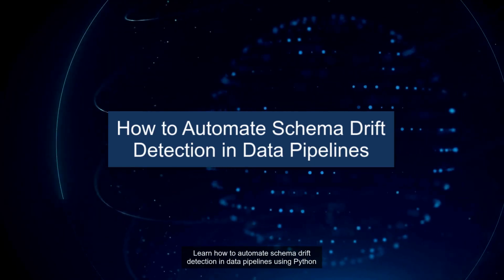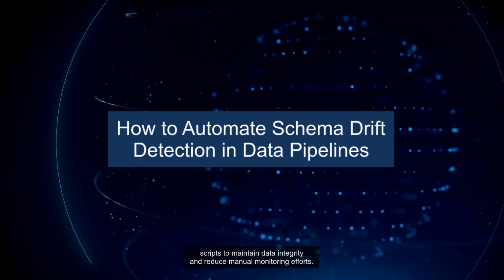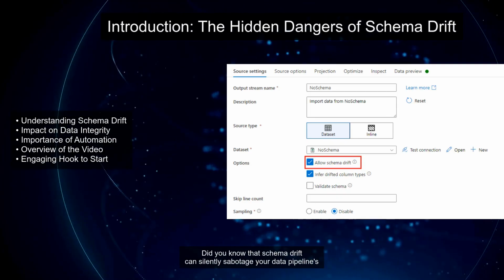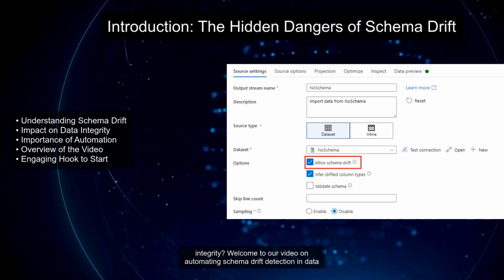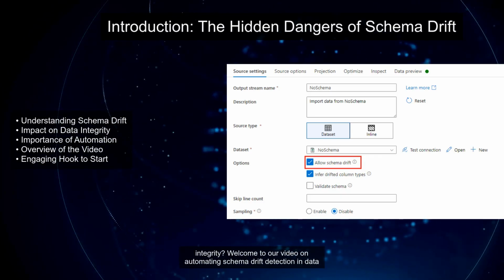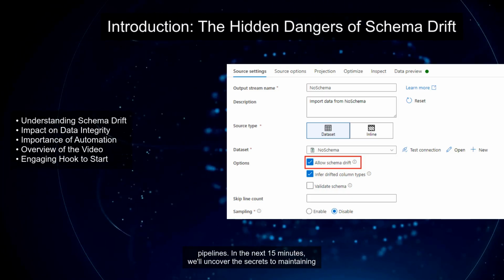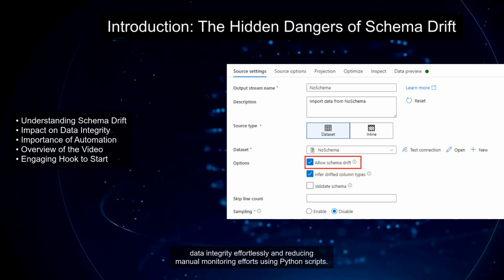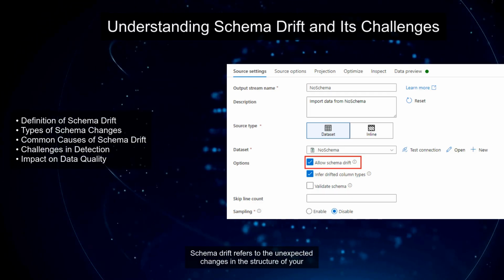Learn how to automate schema drift detection and data pipelines using Python scripts to maintain data integrity and reduce manual monitoring efforts. Did you know that schema drift can silently sabotage your data pipeline's integrity? Welcome to our video on automating schema drift detection in data pipelines. In the next 15 minutes, we'll uncover the secrets to maintaining data integrity effortlessly and reducing manual monitoring efforts using Python scripts. Schema drift refers to the unexpected changes in the structure of your data.